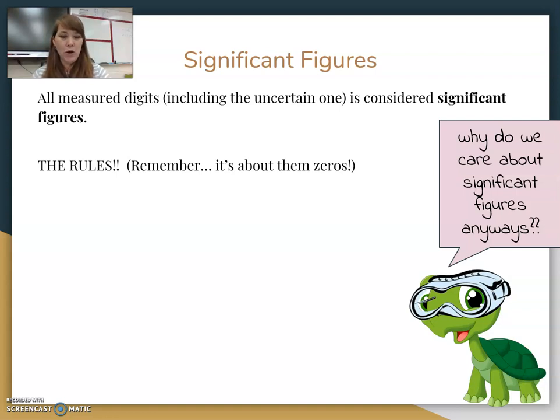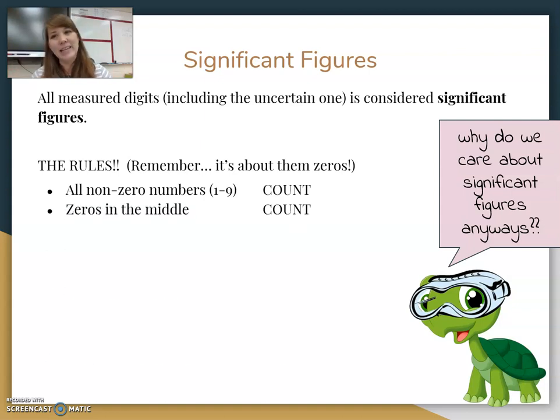So the rules are: all non-zero numbers count. So 1 through 9 are going to be significant. That's an easy one. It's going to be the zeros that are going to be difficult. Zeros that are in the middle of non-zero numbers, these count. So for instance, the number 101, the 0 is in between the two ones, and so it counts. And so 101 has 3 significant digits, the 1, the other 1, and the 0 in the middle.